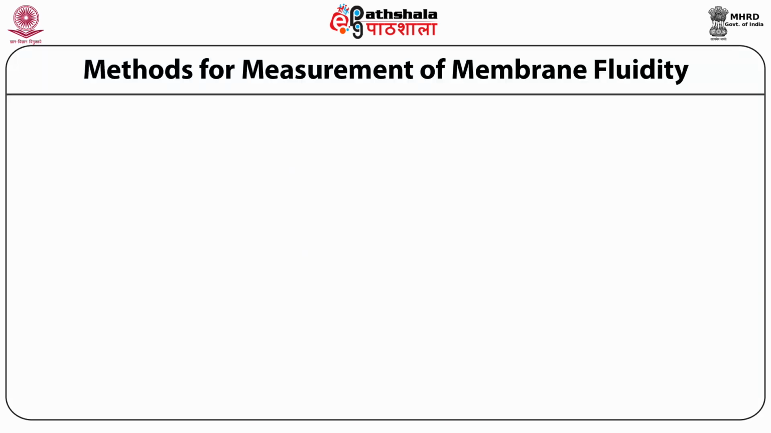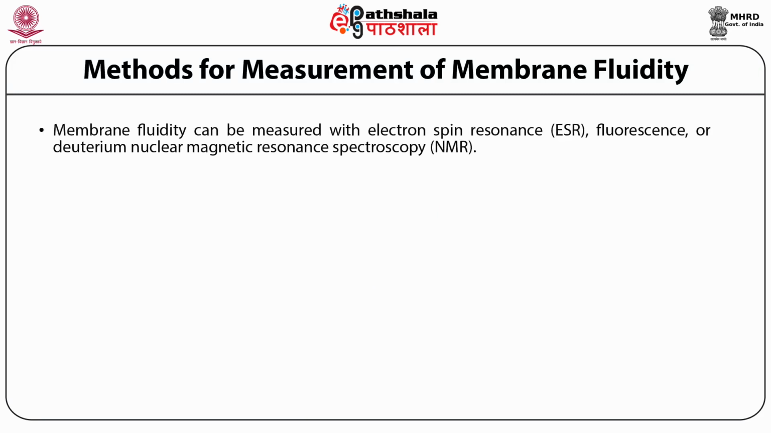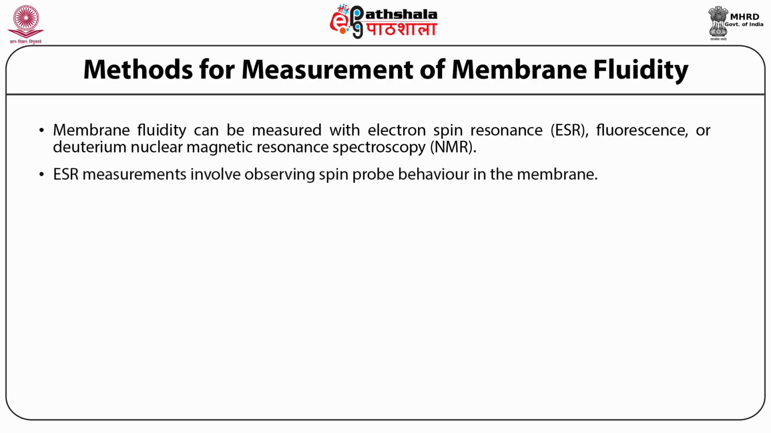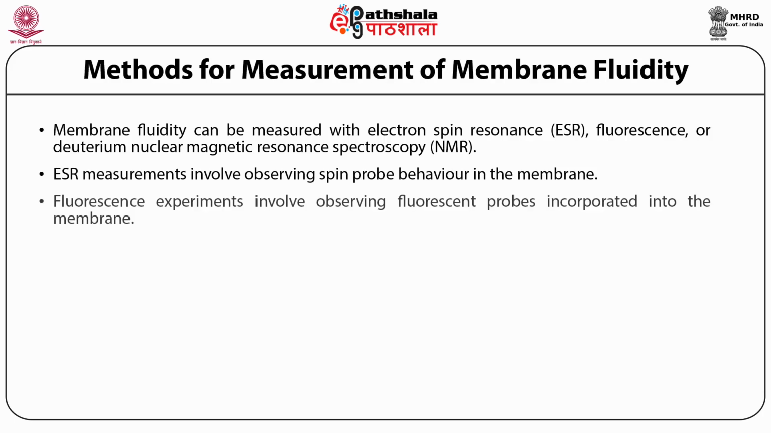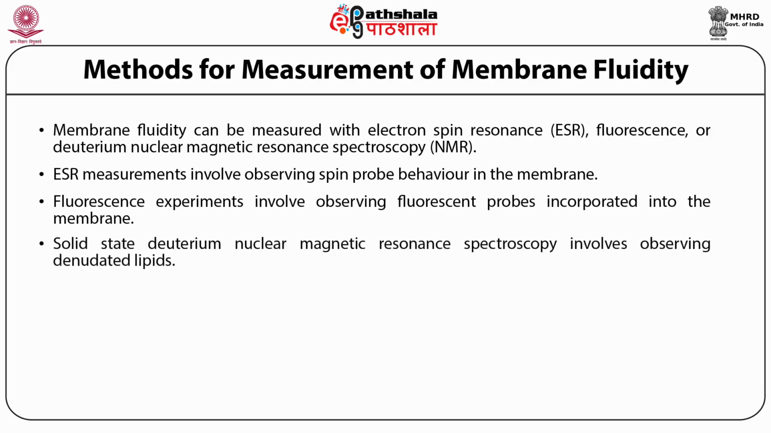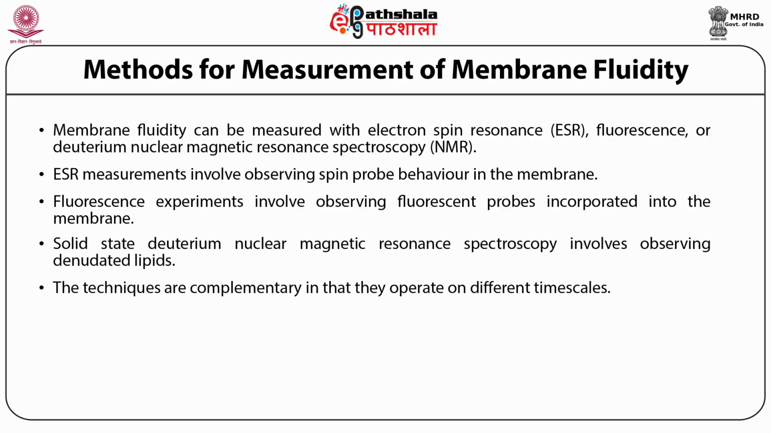What are the methods used to measure membrane fluidity? Membrane fluidity can be measured by electron spin resonance, fluorescence, deuterium NMR, etc. ESR measurement involves observing spin probe behavior in the membrane. Fluorescence experiments involve observing fluorescent probe incorporation in the membrane. Solid state deuterium NMR involves observing deuterated lipids. The techniques are complementary because they operate at different time scales.